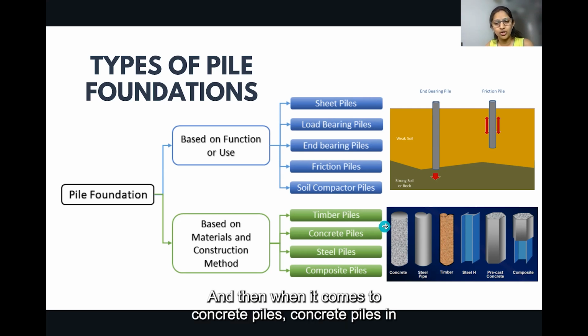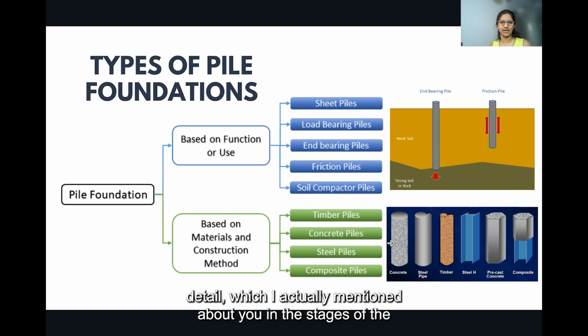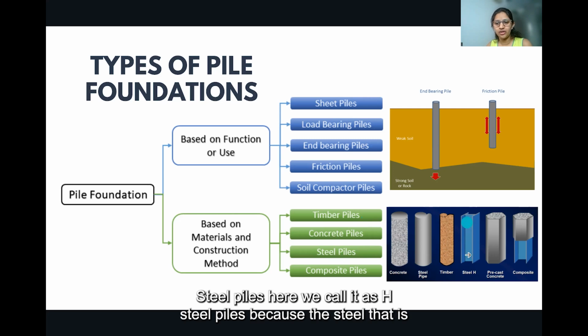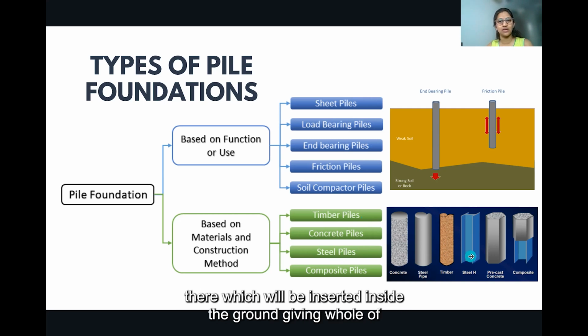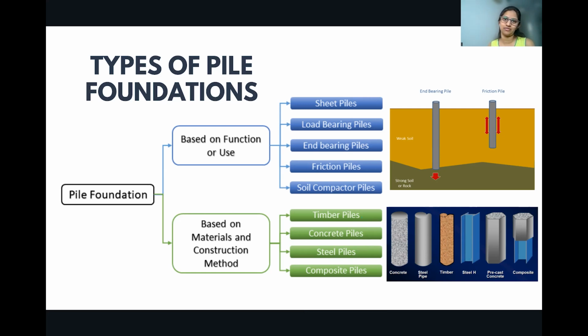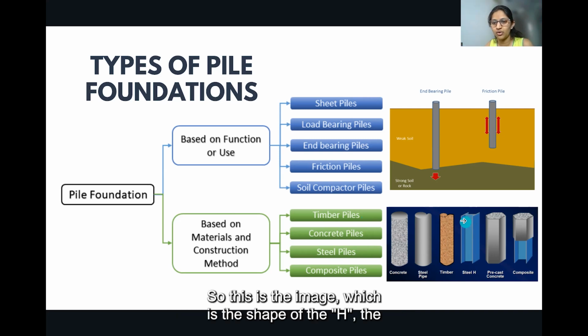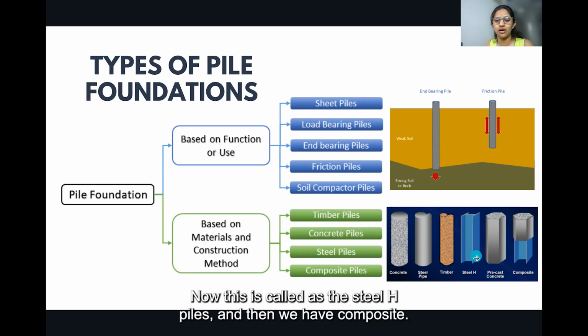And then when it comes to concrete piles, I mentioned them in detail in the stages of the piles. Then we have steel piles. Here you call them H steel piles, because the steel that will be inserted inside the ground, giving the whole support for the superstructure load, will be in the shape of H. You can see over here, this image is in the shape of the letter H. That is the reason this is called steel H piles.